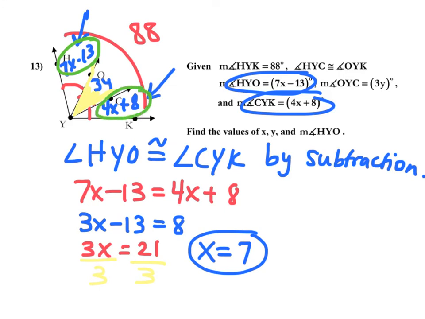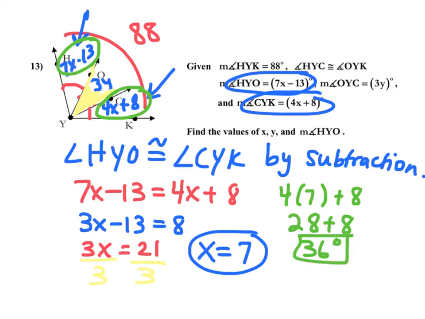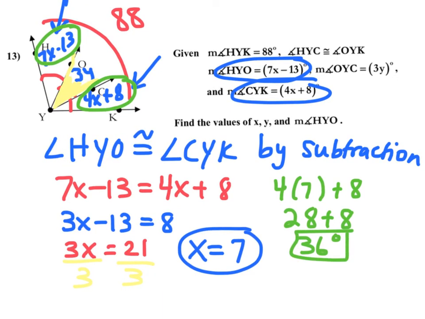Let's go ahead and start: 4 times 7 plus 8. 4 times 7 is 28. Add 8 to that, and what do I get? I get 36. Okay, so this angle over here that I am circling in red is 36. That also means that HYO has to be 36 because they're congruent.